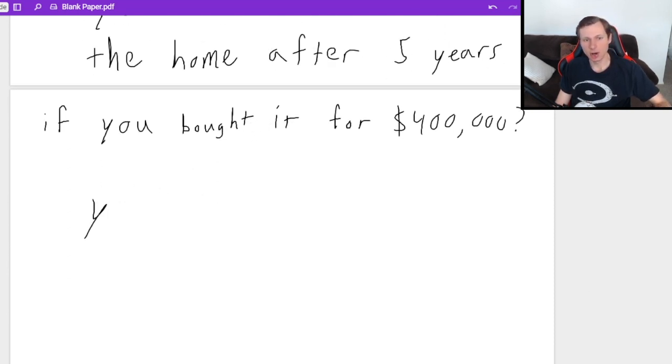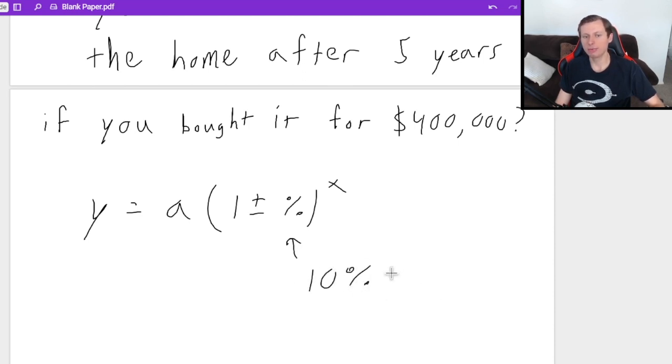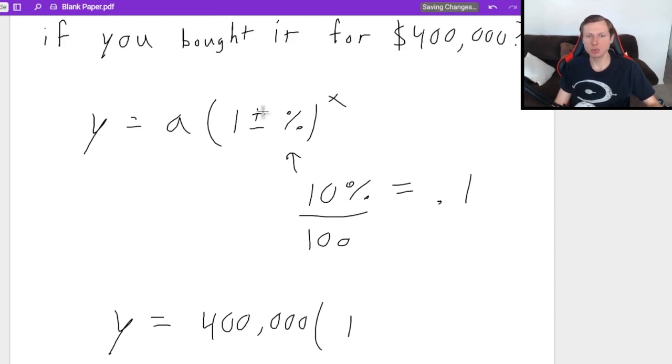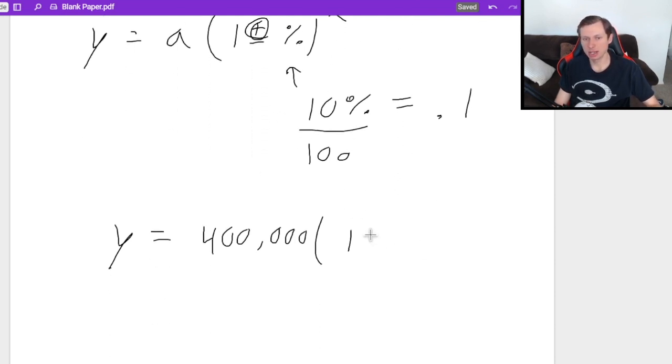So as I said, y equals a times 1 plus or minus percent to the x power. The percentage here is 10%, but you don't write 10% there. You need to convert that to a decimal, which you can do by dividing by 100. 10 divided by 100 is 0.1. So that means the equation becomes y equals the starting amount, which was 400,000, times 1. And then for the plus or minus, it's plus when it's growth and minus when it's decay. Since our home is going up, we do want the plus, so it's 1 plus 0.1. And the x power is how many years? In this case, 5 years.